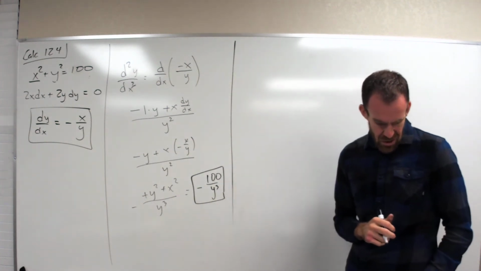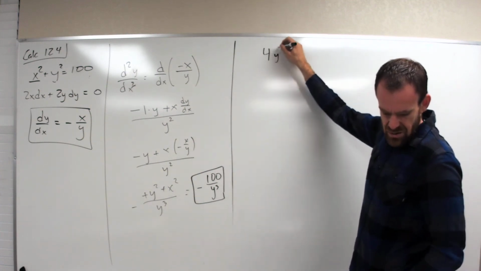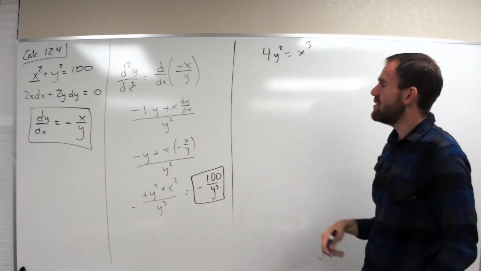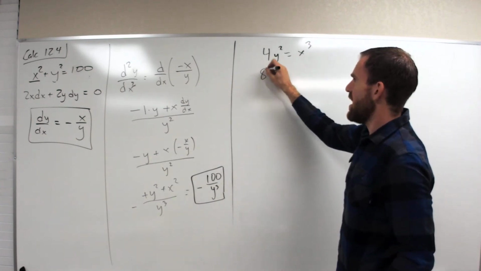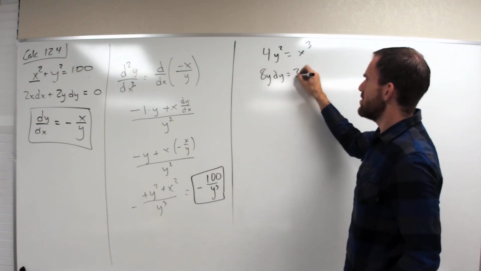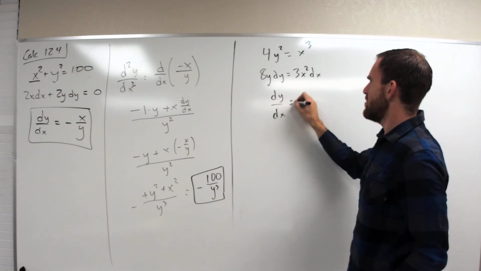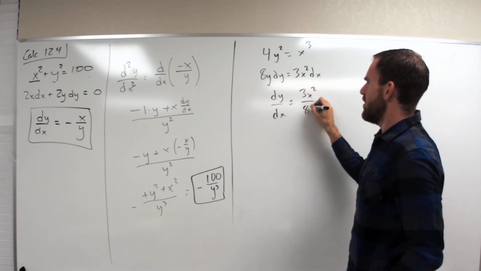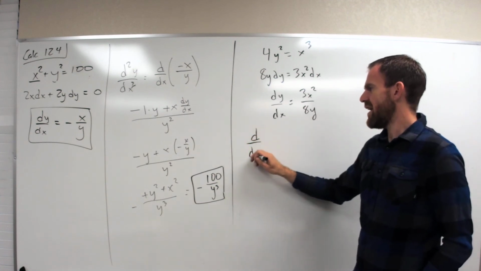Let's try another one. We're going to find the second derivative of 4y squared equals x cubed. In order to find the second derivative, I must find the first. So this is going to be 8y dy equals 3x squared dx. I'm going to solve for dy by dx, which is 3x squared over 8y. Now to find the second derivative, I'm going to take d by dx of that.